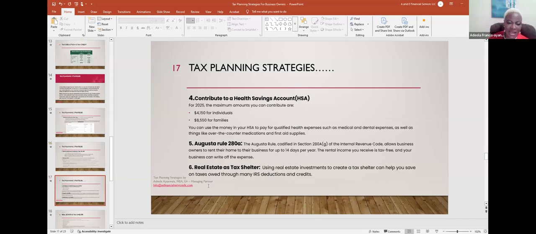Another tax planning strategy is contributing to your HSA, which is known as a health savings account. Most of the time, we don't take this as important, but this can lower your pre-tax income. And this money can grow tax-free. As an individual for 2025, as we go into the year, you can contribute $4,150 to your HSA, and as a family, you can contribute $8,000. And even as a small business owner, this amount is also deductible from your gross income when you contribute to your HSA.